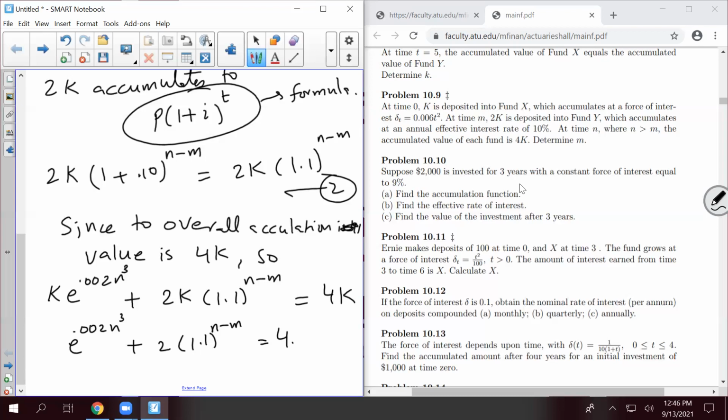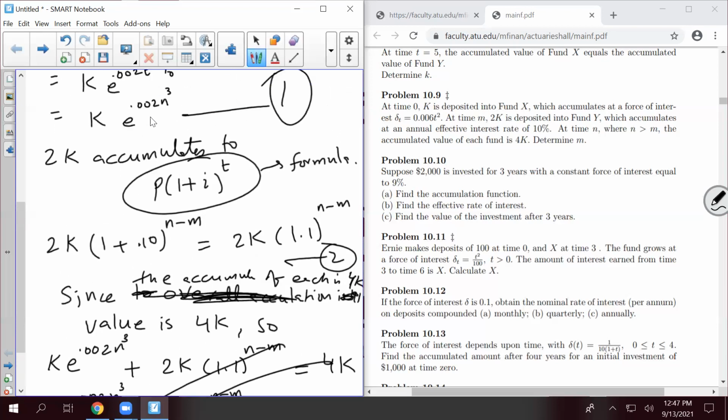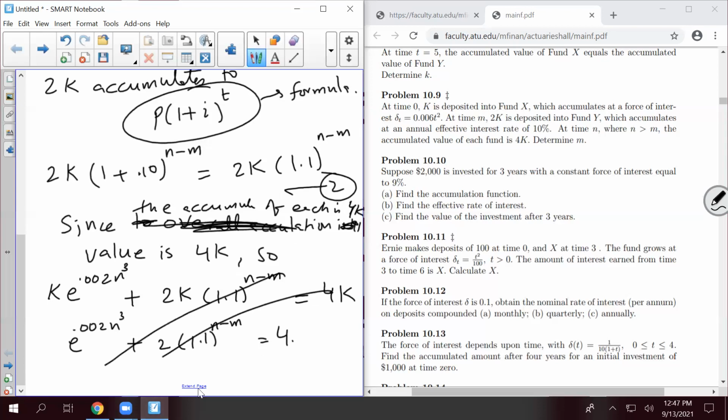So not the overall accumulation, because it gives you a number, right? Otherwise you can't get a number. Since the accumulation of each is 4K, the first one is equal to 4K and the second one is equal to 4K, right? Okay. So the first one is K e to the 0.002 N cube.